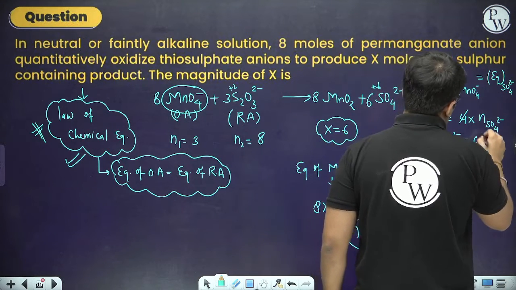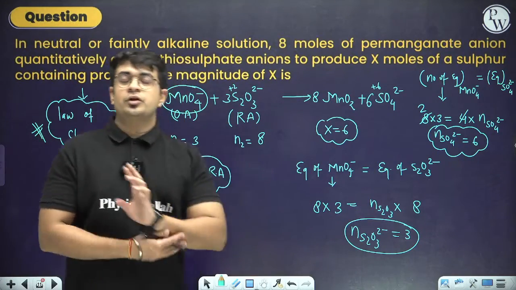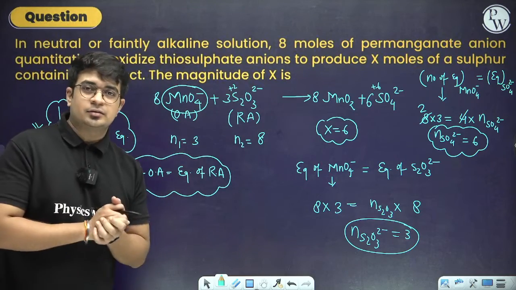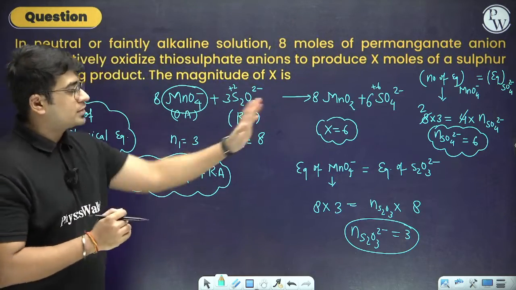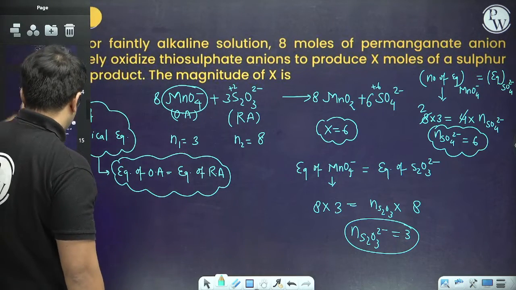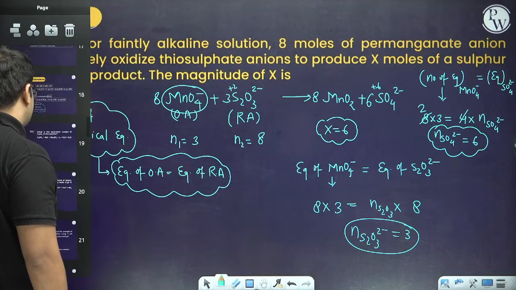So I told you that you can calculate n factor for forward as well as backward reaction. So this is the concept where you can use the backward reaction. Okay. So by use of this law of chemical equivalence also, you can solve this entire question very easily. Okay. I hope this entire part is clear. So that is the basic idea about the law of chemical equivalence.